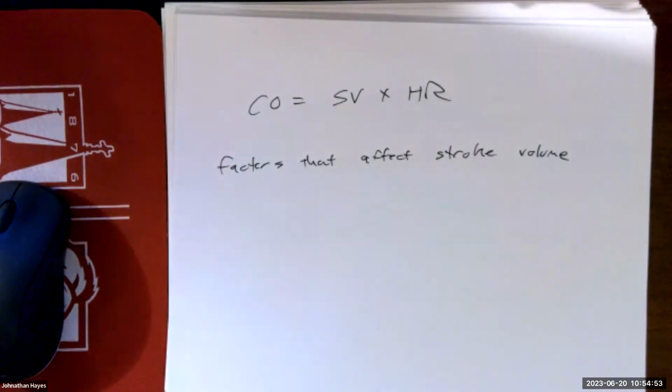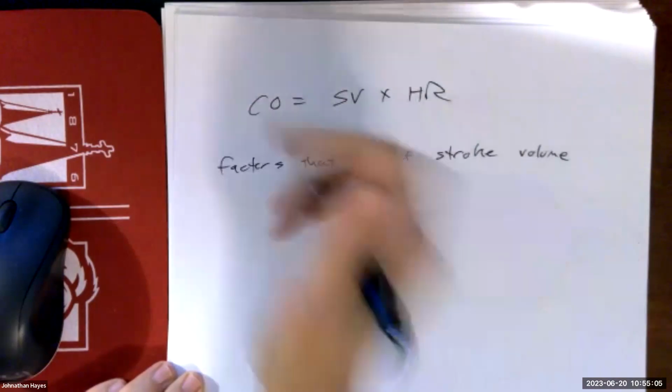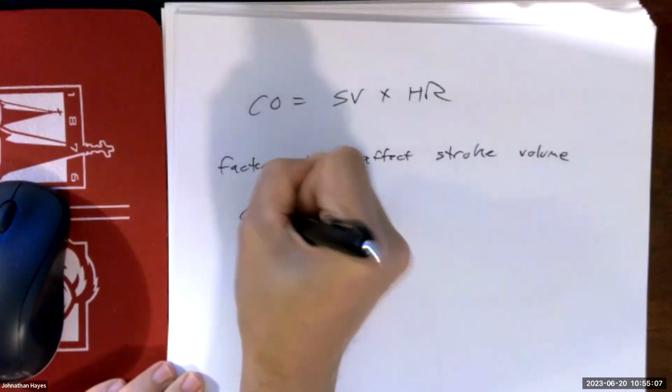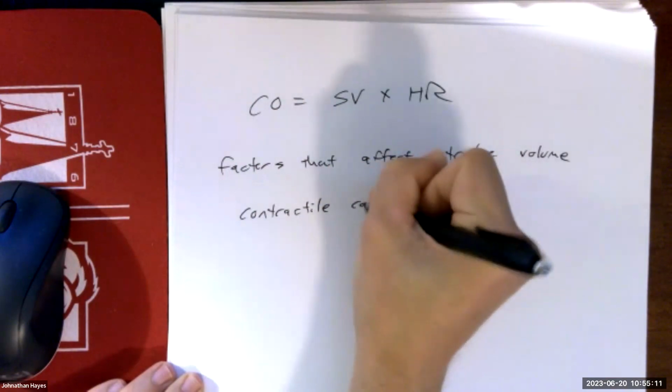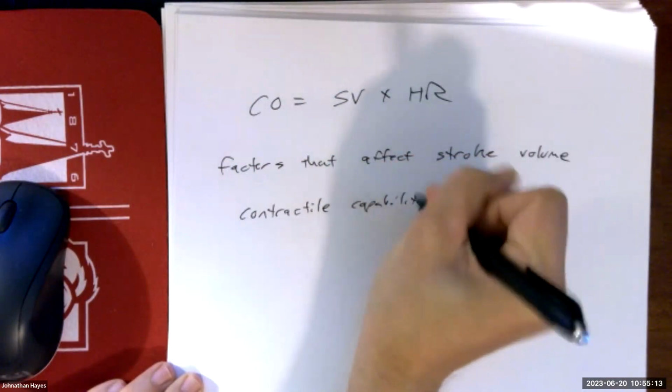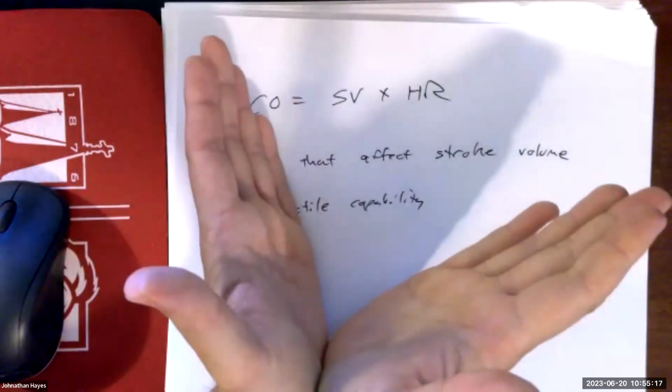What about the peripheral resistance? Is the peripheral resistance too high? If I have a weakened heart, am I able to overcome that peripheral resistance? But a lot of it has to do with contractility. So factors that affect stroke volume usually have to do with your contractile capability, and it's how vigorously the heart can squeeze the blood.